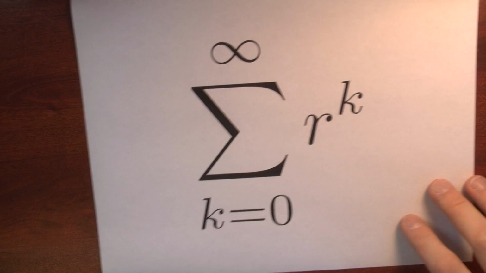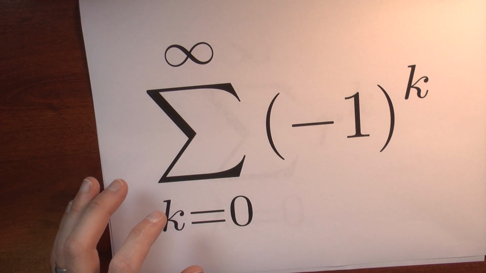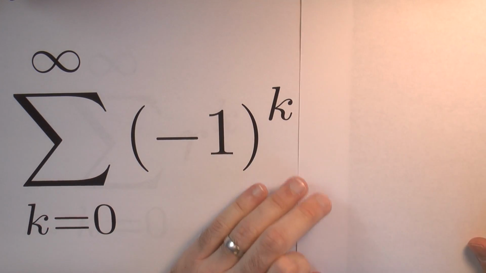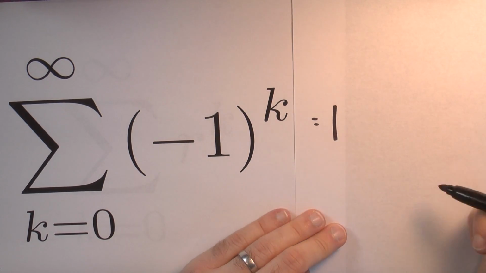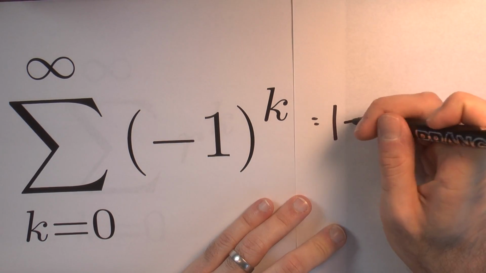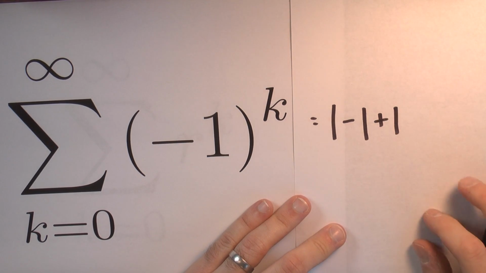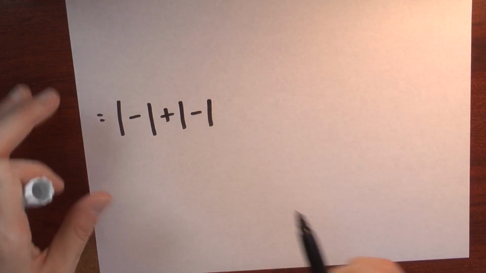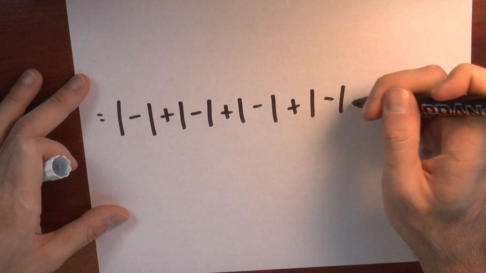Something bad also happens when r equals -1. So instead of looking at r equals 1, let's plug in r equals -1 and see what sort of terrible thing happens. If r equals -1, then I can start writing down the first few terms of this series as well. When I plug in k equals 0, I get -1 to the 0th power, which is 1. When I plug in k equals 1, I get -1 to the 1st power, which is -1. Then I plug in k equals 2, and I get -1 squared, which is +1. Then I plug in k equals 3, and I get -1 cubed, which is -1. So what this series looks like is 1, -1, +1, -1, +1, -1, +1, -1, and so on.